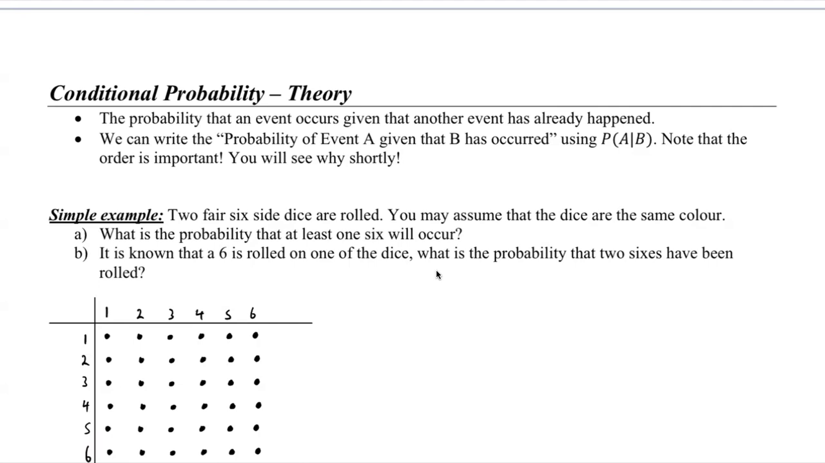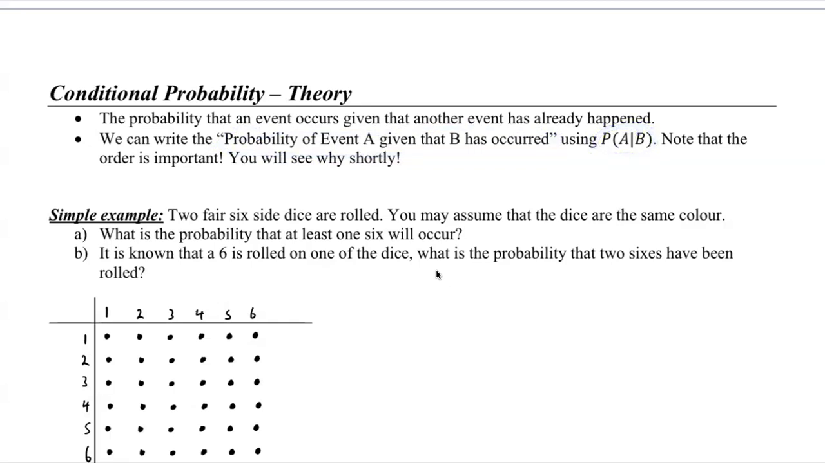But essentially, the idea behind it is that it's talking about the probability that an event occurs given that another event has already happened. So it's conditioned on the previous event occurring. Something to note, we use a special type of notation. The probability of event A, given that B has already occurred, is written as P of A bar B. Basically, that just says probability of A given B.